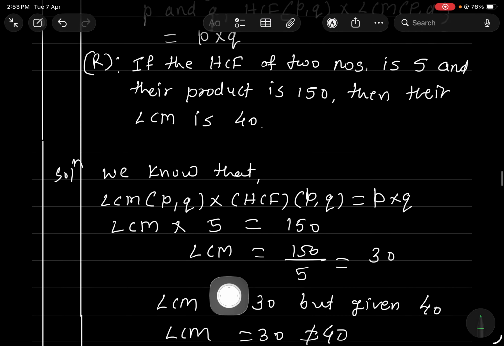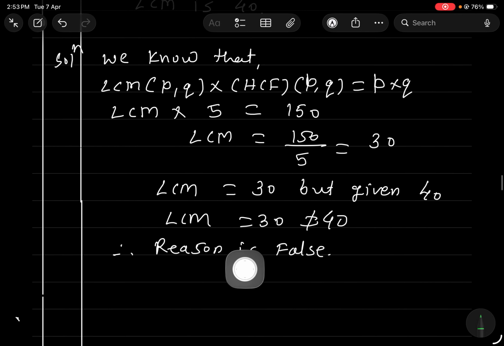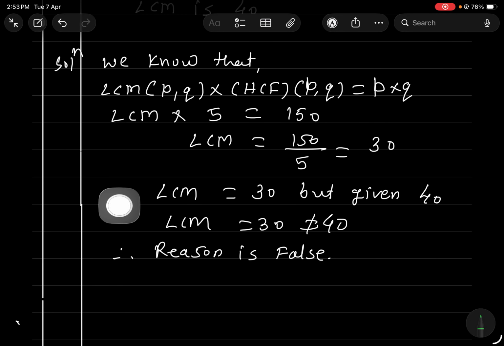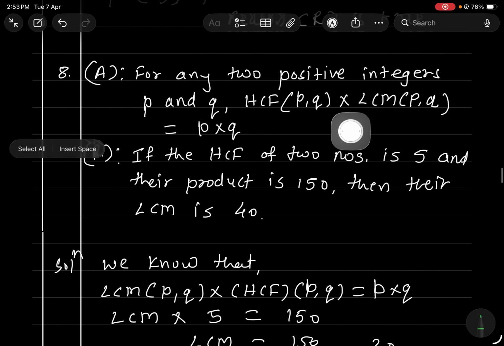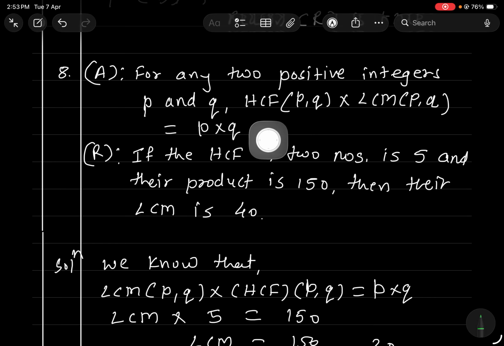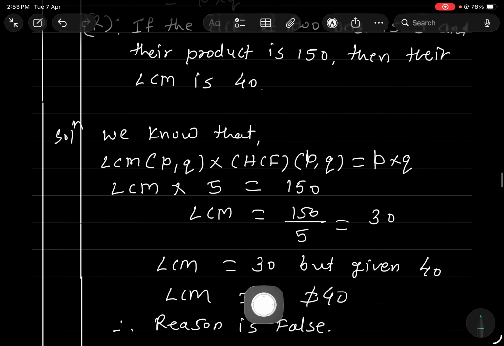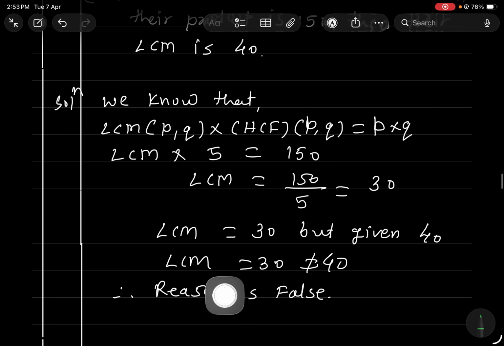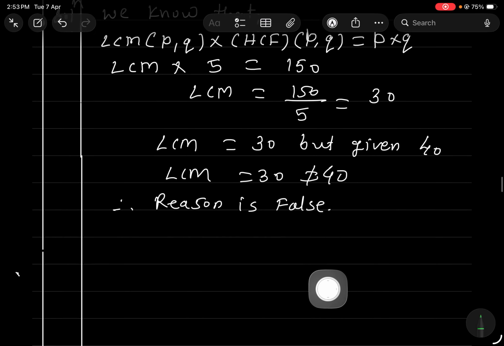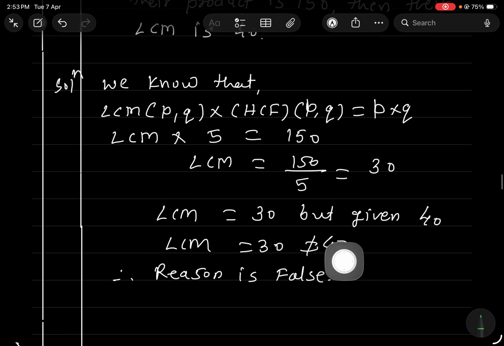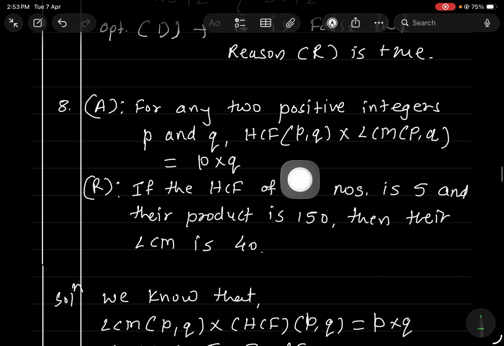See here, from the assertion you know that the assertion is correct, HCF into LCM equal to product. So the assertion is correct. This formula we know, we have to see only the reason. So here, by the formula, LCM into 5 equal to 150, LCM equal to 150 upon 5, that LCM is 30. LCM is 30 but given is 40, so LCM equal to 30 is not equal to 40, meaning the reason is false. The reason is false and your assertion is correct.